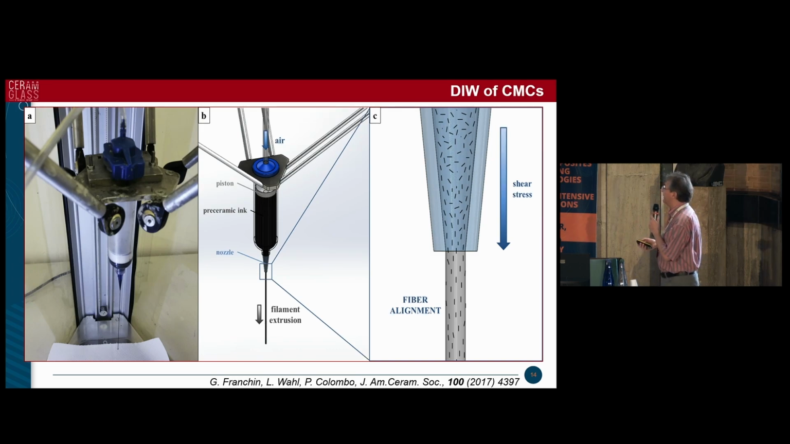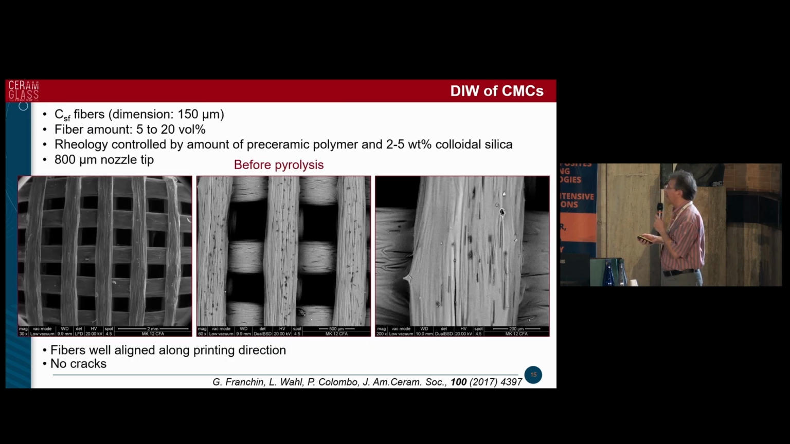So we started working with chopped fibers or short fiber based composites, and one of the features of this approach is that if you do things correctly in terms of the shear stresses, which are related to the size of the nozzle and the length of the fibers, then if you do direct writing, you align the fibers along the direction of the printing path. And so we were successful. We were actually the first ones to show this for preceramic polymers.